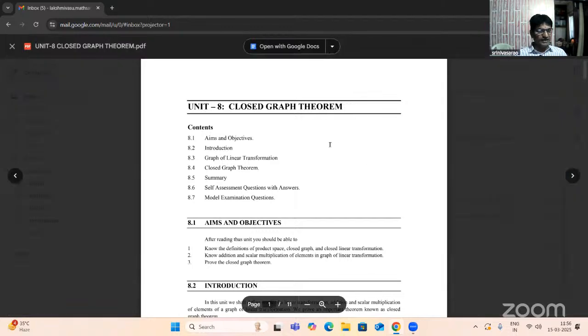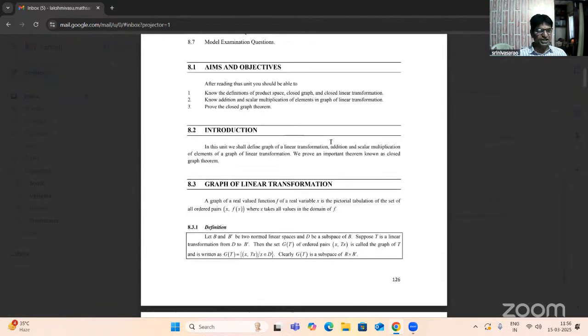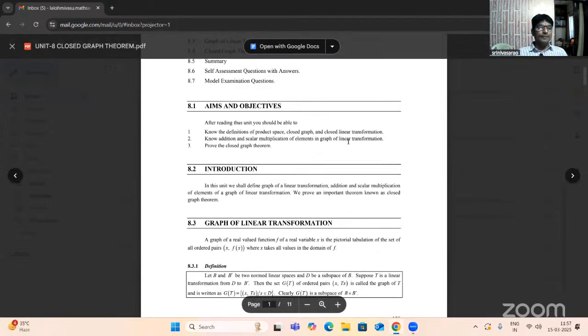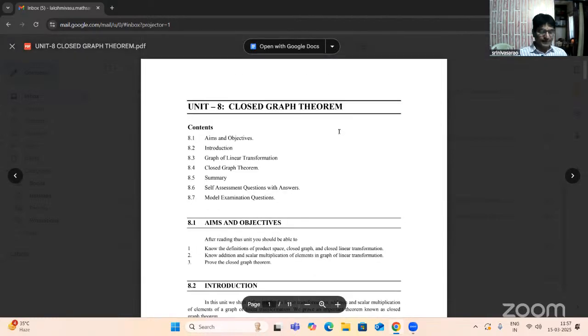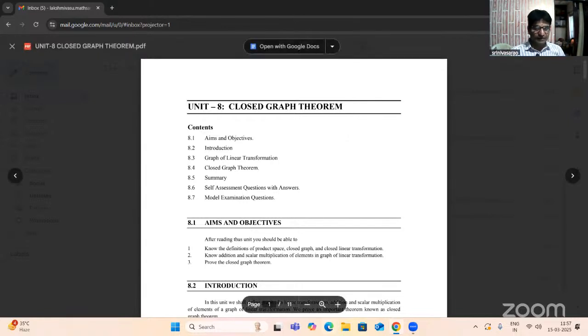See the another one, closed graph theorem. This theorem is also very important in the final examination. See and verify. Tomorrow we will explain the closed graph theorem and operators: self-adjoint operator, normal operator, unitary operator. This is another important concept. This unit 8, the closed graph theorem, is also very important in the final examination.